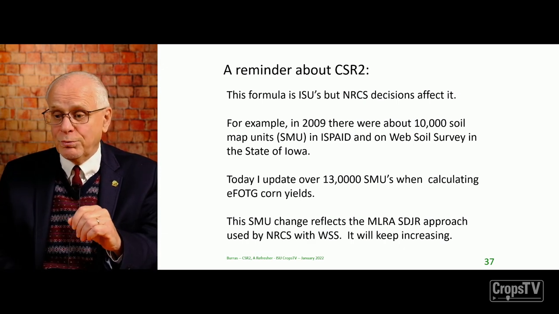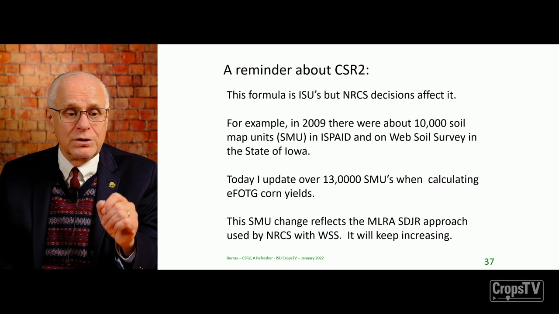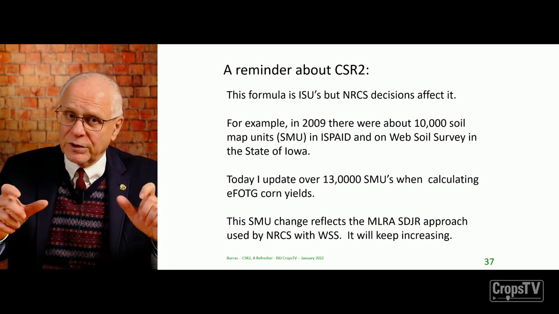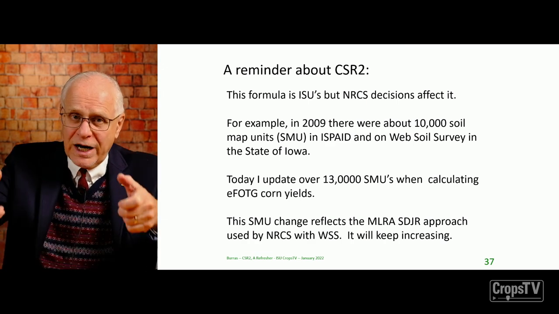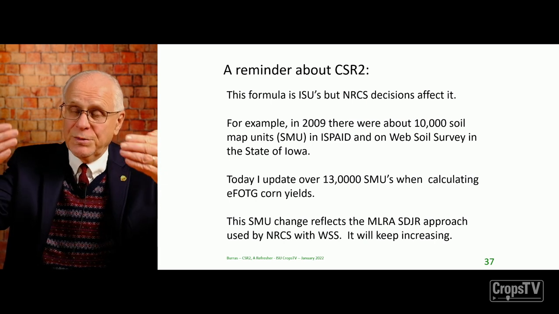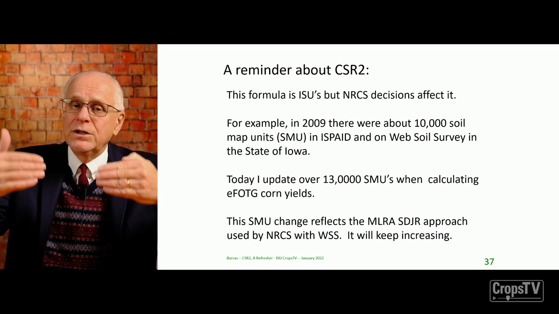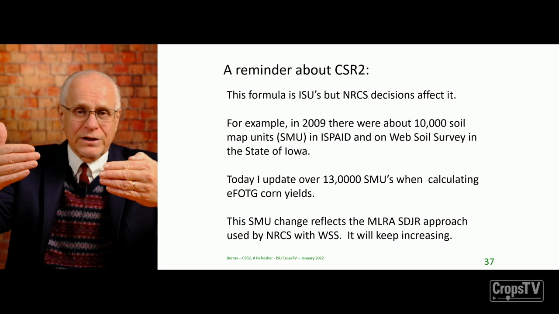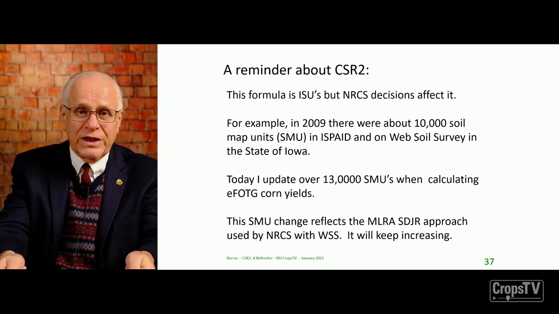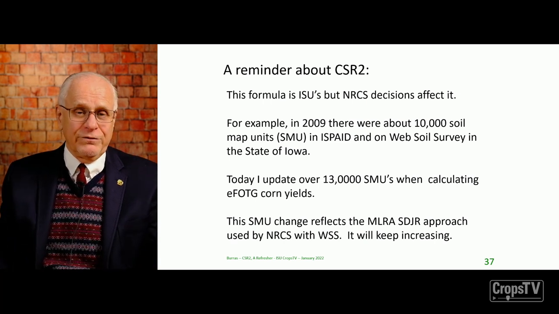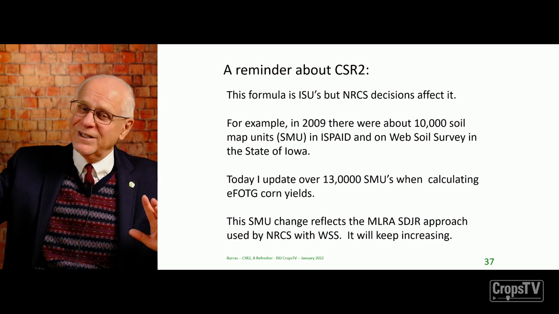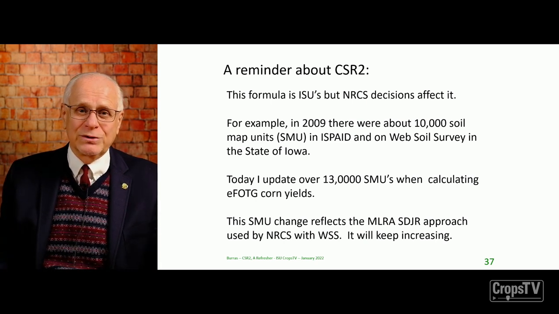So now they call parts of Iowa's Clarion soils 138. Other parts, they call it L138. Well, that's a different map unit. CSR2 has to tie into those things. So I anticipate by the time I retire in 10 years, there'll be 16,000 soil map units in Iowa. It has to tie into that soil map because a productivity rating only works if there's a map to go with it. So I have to be able to tie this ISU number into what NRCS does. And they work on national policies, not state policies, so I can't control what's going on.